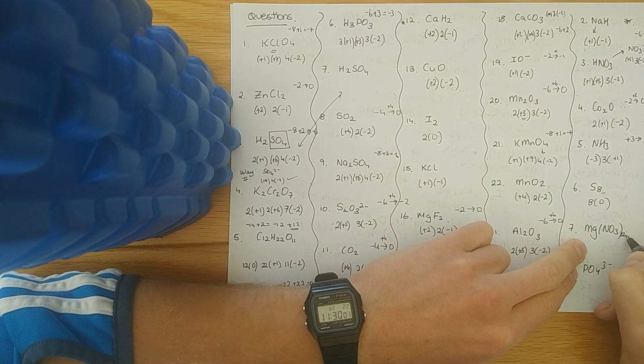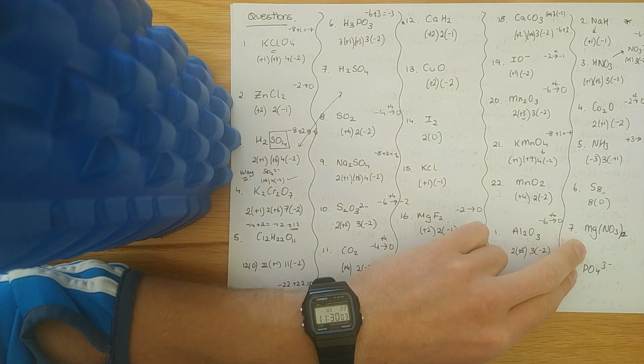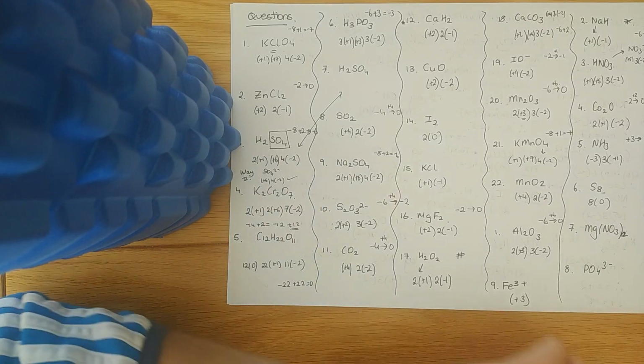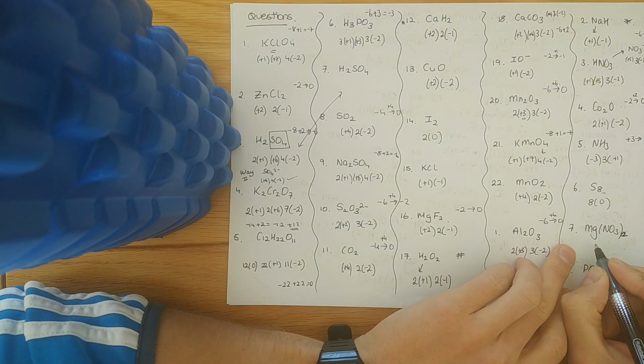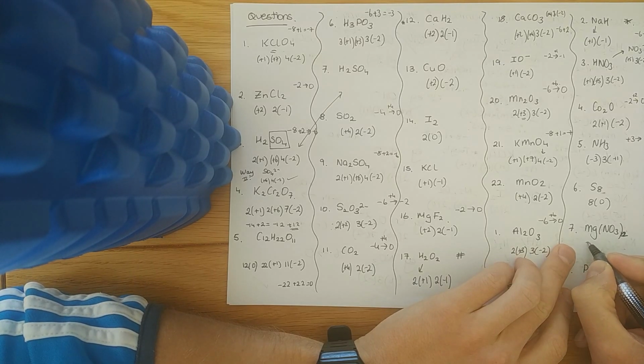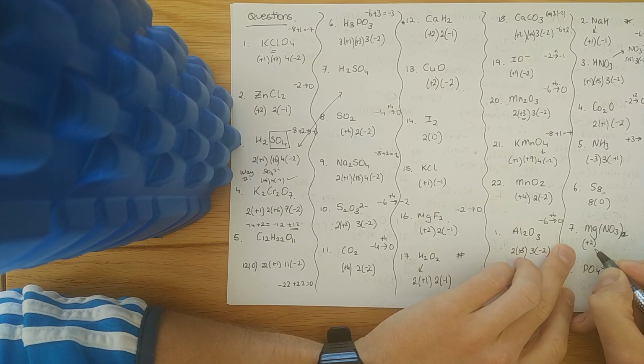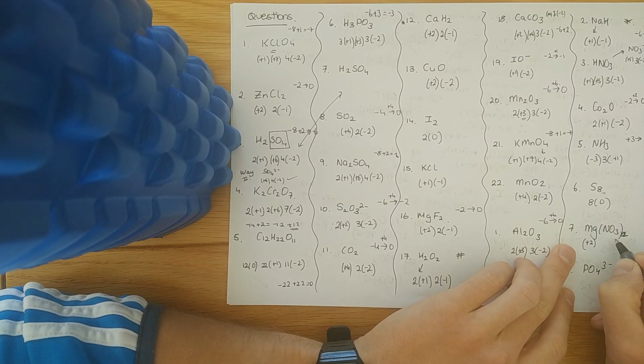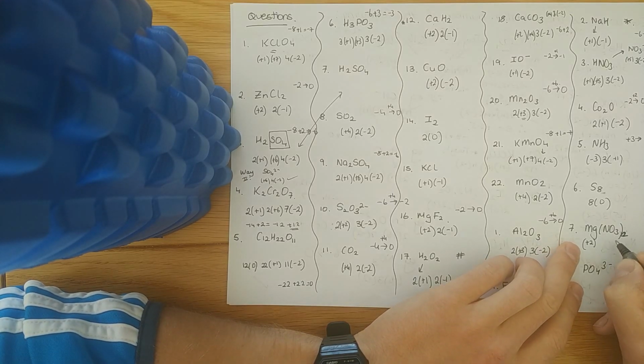And this is Mg(NO3)2. What do we do here? So your magnesium is simply plus 2. This is group 2. Here your nitrate overall is minus 1. And we'll have to show what each of them is.